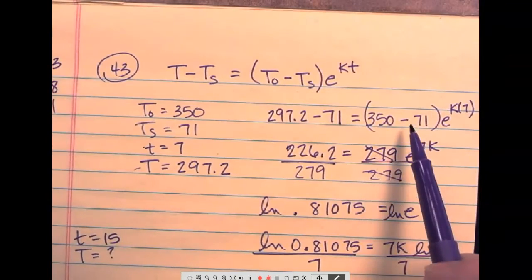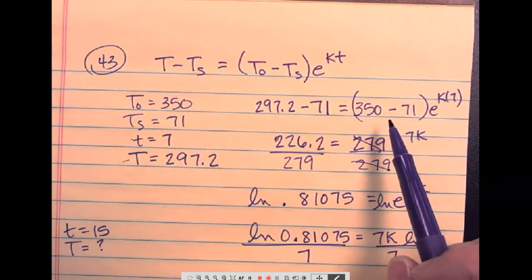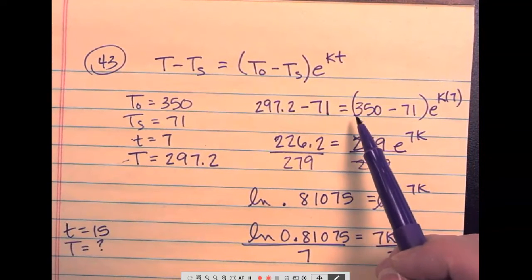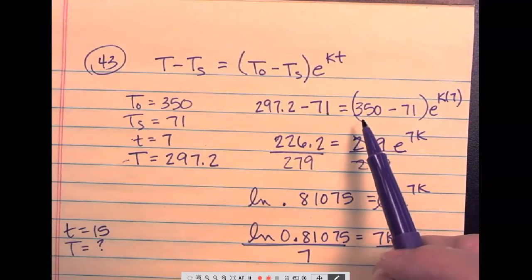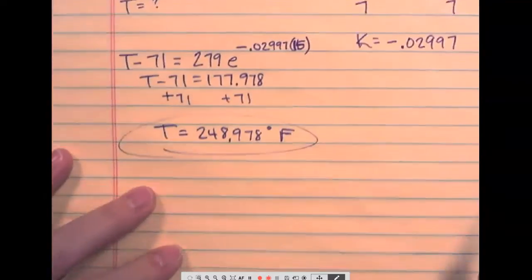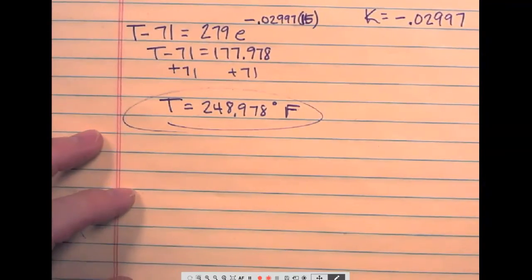And sometimes people will forget to put parentheses around this, and that can mess you up, because if you don't have parentheses, you would look at this and say, oh, let's subtract 350. Did anybody do that? Okay, then forget I said that. I don't want that idea to get stuck in your head.